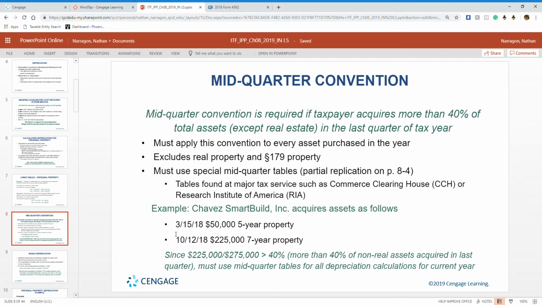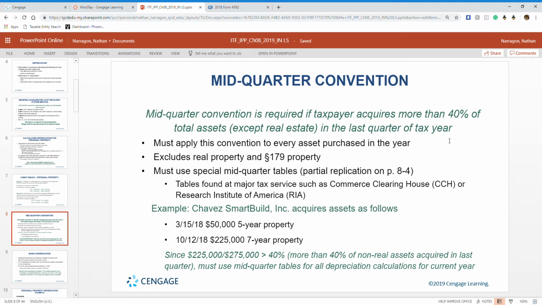So the IRS does have certain other conventions, and this is known as the mid-quarter. So we're going to get into the mid-quarter, and then there's a monthly for buildings. Mid-quarter in itself will be only used if more than 40% of total assets, except for real estate, again, real estate's its own thing, this is all personal, was bought in the last quarter of the tax year.